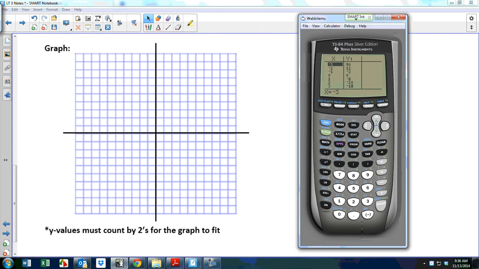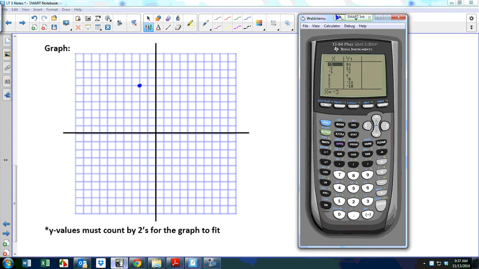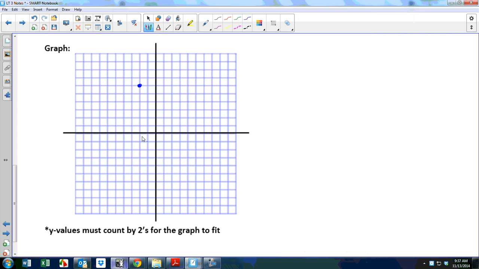Negative 390 will not fit, but negative 2, 12 will. When I say count by twos on your y-axis, you don't need to count by twos on your x-axis. All right, so how do you graph negative 2, 12? You go left 2 and up 1, 2, 3, 4, 5, 6. Up 6, that's negative 2, 12. Negative 1, negative 2 would be left 1 from the origin and down 1. Left 1, down 1. Remember, you're counting by twos on the y-axis.